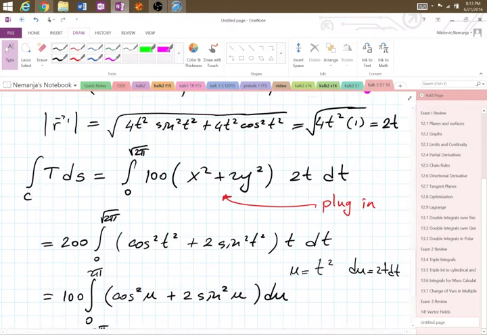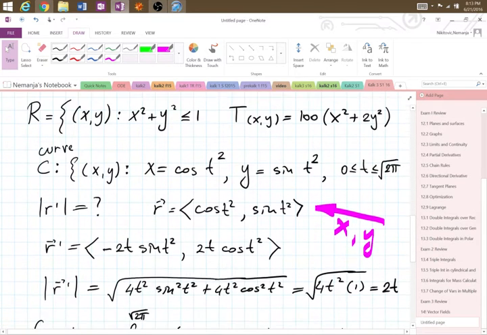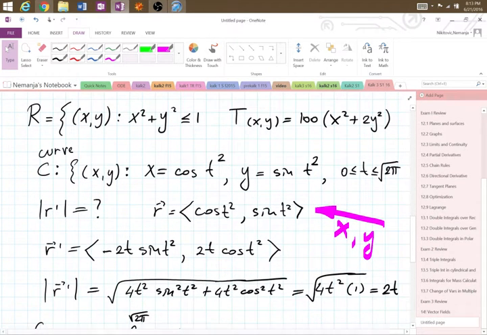We are going to go through this calculation one more time because I copied the problem wrong. So let's take a look at the whole calculation. First of all, we have a disk, x squared plus y squared less than or equal to 1. That means that the disk is solid. It's a unit circle, and it's a disk because it's less than or equal to 1. Then we have a temperature function, which is given as 100 times x squared plus 2y squared. And we also have a curve along which we want to compute the temperature.